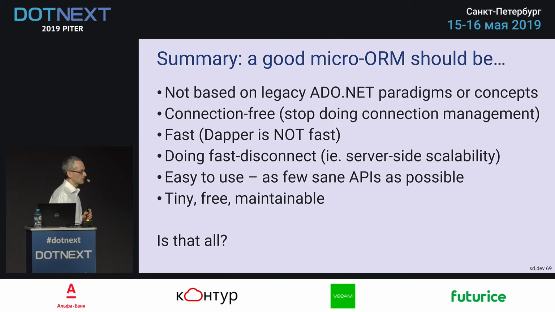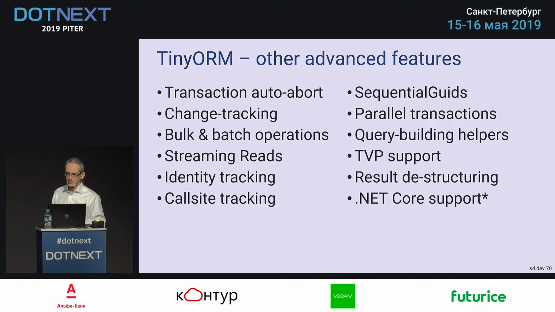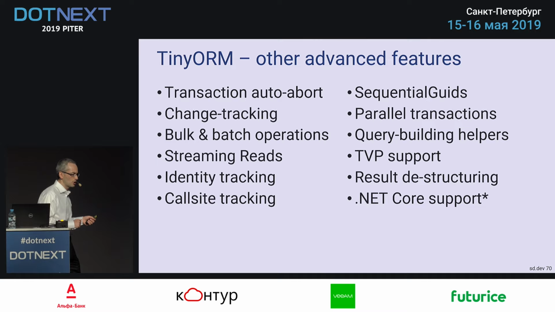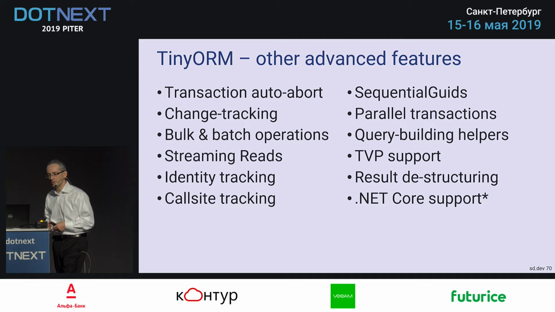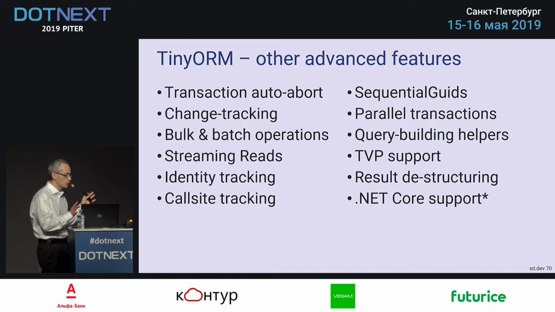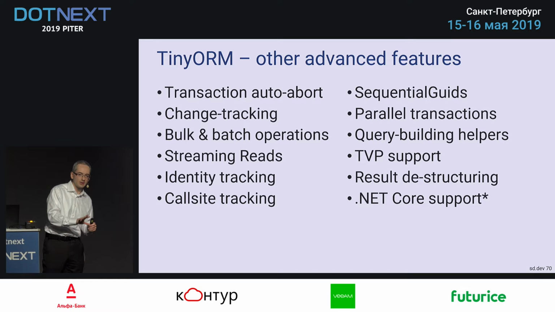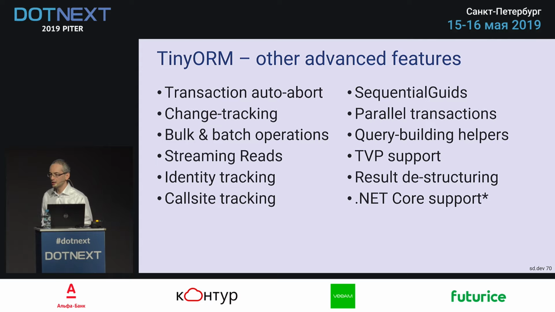Is that all we want from a good micro-ORM? Turns out that the answer is no. There are many other advanced features that we can talk about at length, such as transaction auto-abort, change tracking, bulk operations, batch operations, streaming grids, identity tracking, call set tracking, parallel transactions, query building, table value parameter support, result destruction, et cetera, et cetera. So my goal for showing you this is not to talk at length about any of those things, but to simply explain to you that even if you're not in need of any of those features today, you will need some of them, or most of them, or even all of them tomorrow.